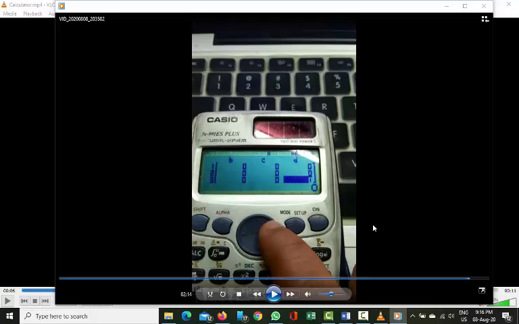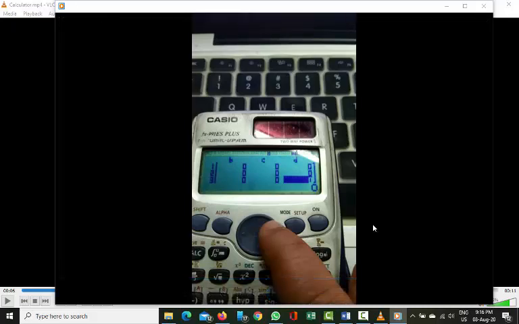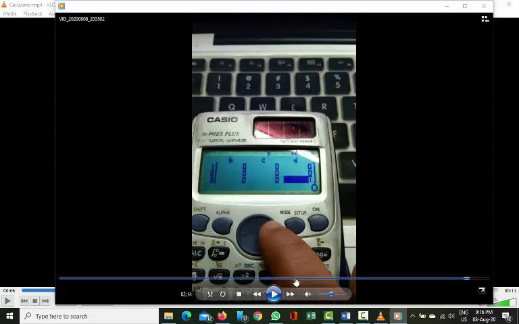If you press equal, you will get the value of x, and after you get the value of x, press equal again, you will get the value of y. After you get the value of y, press equal again, you will get the value of z. So this way you can use this calculator to get the values.